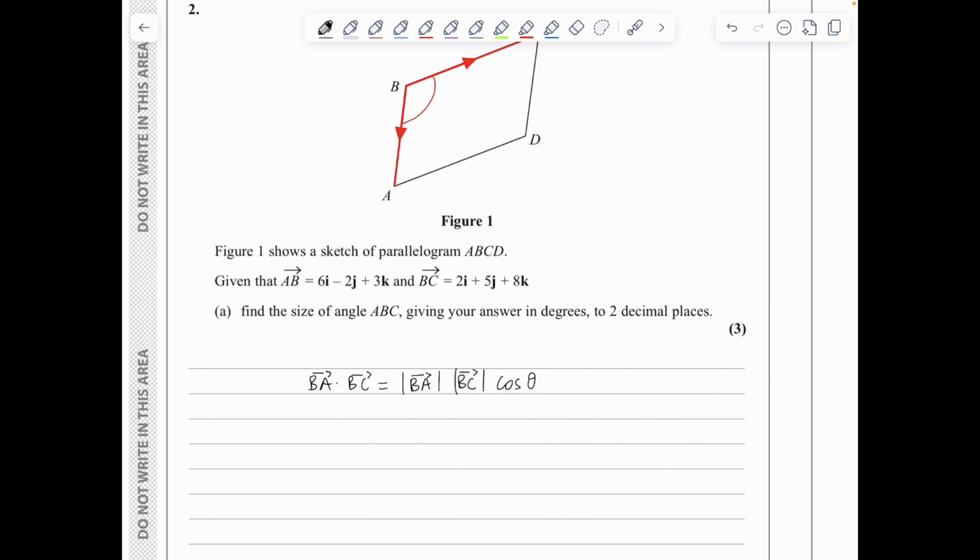Now the vector BA is simply the opposite of AB, so it's going to be negative 6, 2, negative 3. The vector BC is given to be 2, 5, 8, and the magnitude of BA will be negative 6 squared plus 2 squared plus negative 3 squared, and all square rooted. The magnitude of the vector BC will be 2 squared plus 5 squared plus 8 squared, square rooted, and then it's the cos theta term.